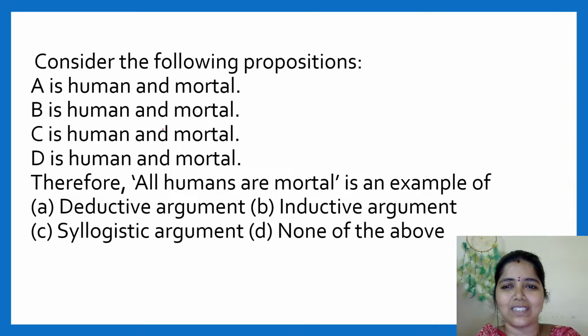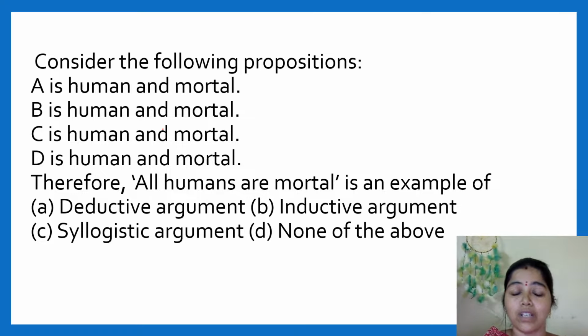Consider the following proposition. A is human and mortal, B is human and mortal, C is human and mortal, D is human and mortal. Answer.